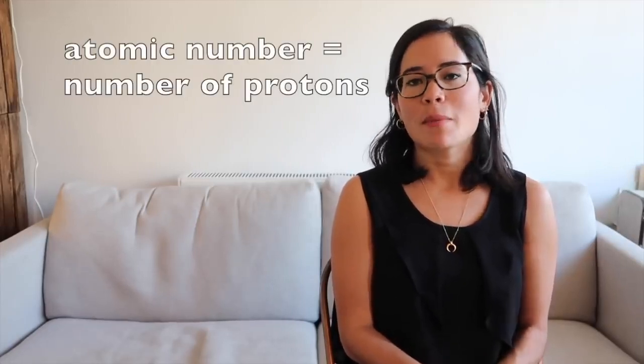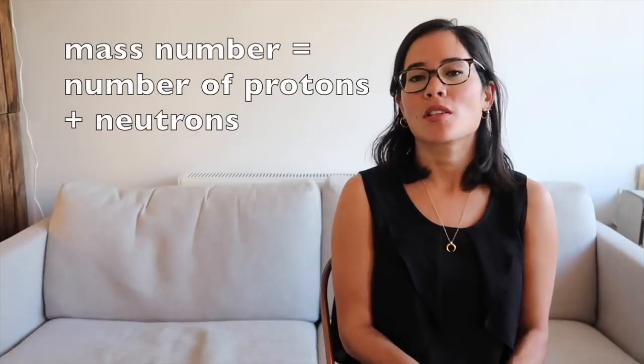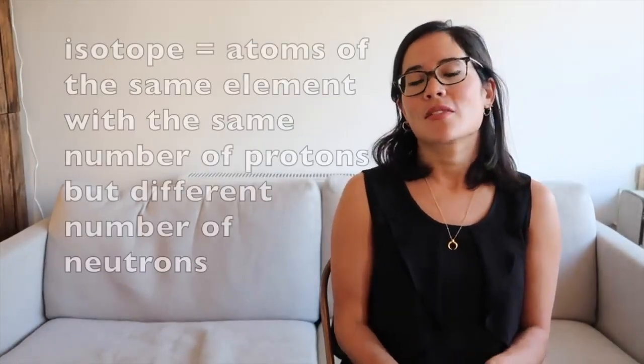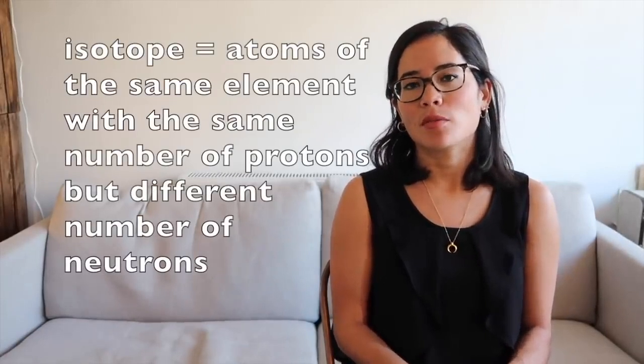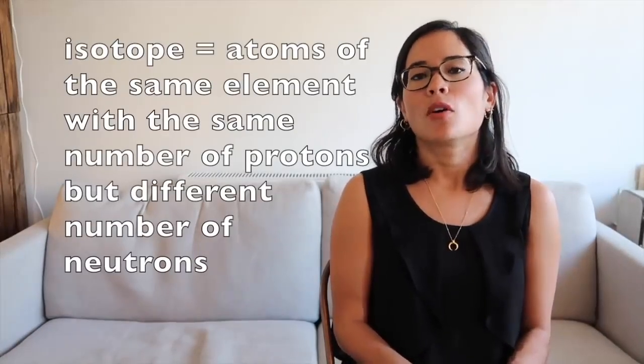Now looking at the periodic table, just remember that the atomic number is the number of protons, and the mass number is the number of protons plus the number of neutrons. And this will become really important when we now come to look at isotopes. You've probably met isotopes in chemistry, so things like carbon-12, carbon-14. Remember that these are atoms of the same element with the same number of protons but different number of neutrons.